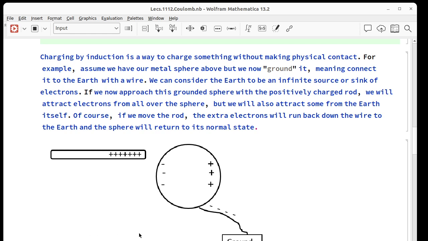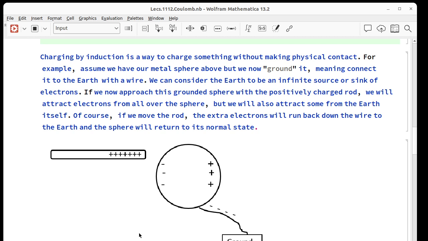We can also charge objects by induction, which means we don't have to make physical contact. What we could do in this case is take our positively charged rod, and now our metal sphere is connected to what we call ground. This could be the literal ground, it could be the Earth, because the Earth is an infinite source or sink of electrons. We can put as many as we want in it or take as many as we want out of it, at least on human scales.